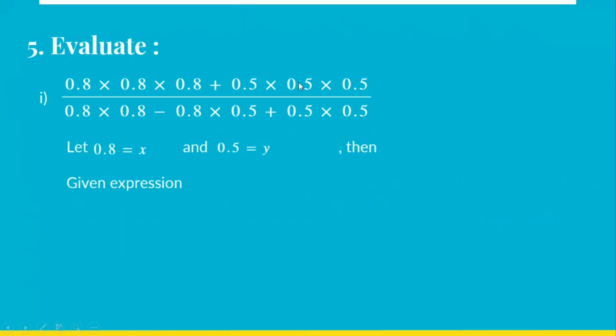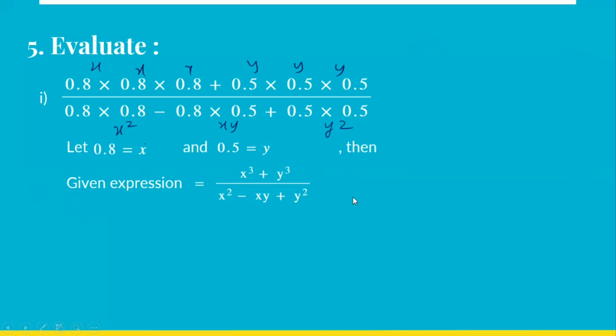now you have here x multiplied by x multiplied by x. You have x cube, and then y cube. So we get x cube plus y cube upon, this is x into x, so this is x square. This is x into y, which is xy, and this is y square. So the given expression, we are now able to write as x cube plus y cube upon x square minus xy plus y square.